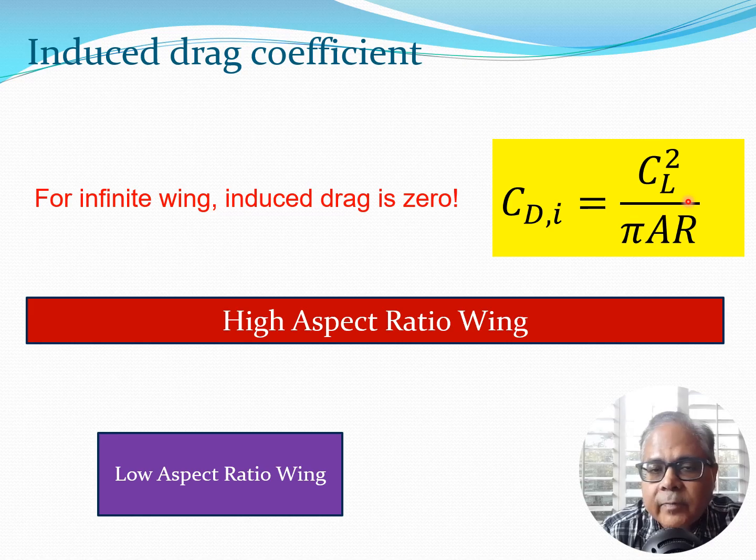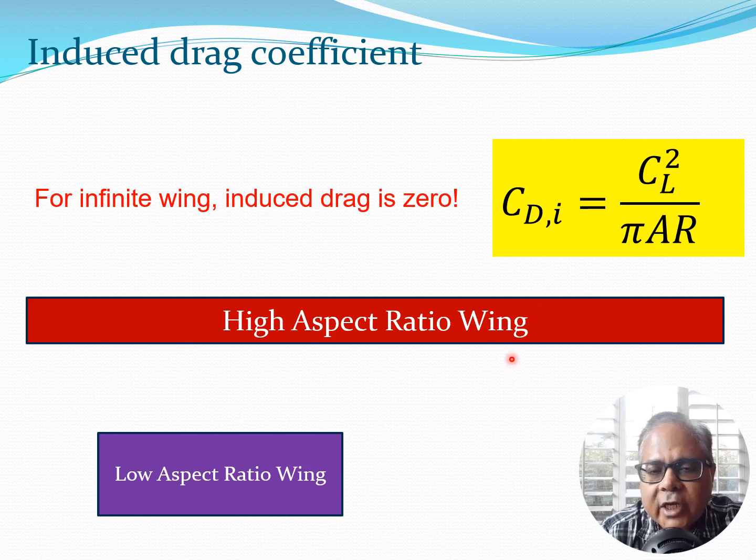Now, one more thing, we see that if the aspect ratio became infinite, then CDI would be 0. Therefore, for an infinite wing, induced drag would be 0, and that would be because of course there would be no downwash velocity here. So alpha I would be 0 also. Now you can also see that if I have a relatively high aspect ratio wing, something like this, if you are looking at a rectangle wing, then if I put this large number here, CDI would be less.